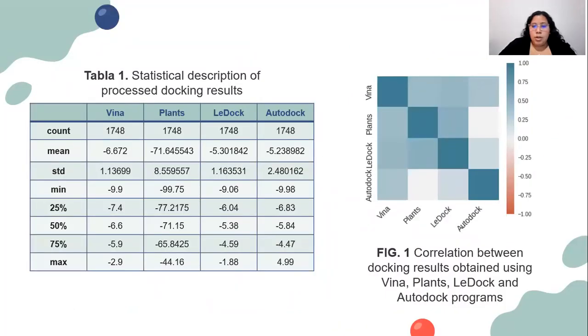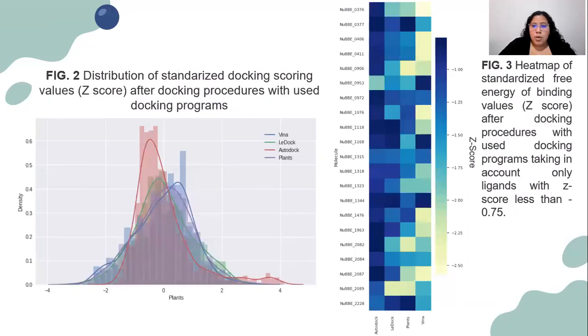Figure 1 shows the correlation between the docking results obtained with the BINA, PLANTS, LeDock, and AutoDock programs, where it is observed that BINA has a higher correlation with the other programs analyzed. When analyzing the distribution of standardized docking scoring values, Z-score, after docking procedures with the programs present in Figure 2, an overlap can be observed, which implies a correlation of the values found in the molecular modeling programs.